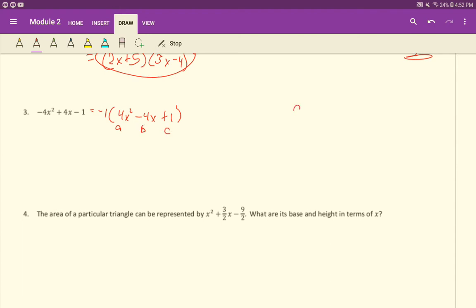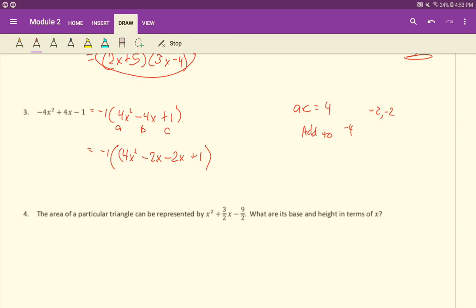So we'll do A times C, which is going to be 4, and we want to add to -4. So we need two numbers that multiply to +4 but add to -4. What would those numbers be? Pause and think. Okay, hopefully you paused. It's -2 and -2. So we'll leave that -1 out front here. Still there. The 4x squared, right? But then that minus 4x becomes -2x, and then +1, like so.